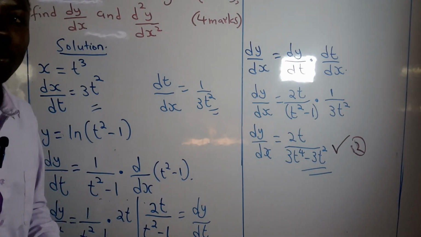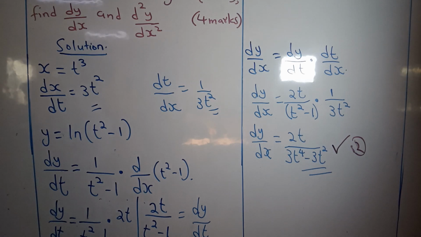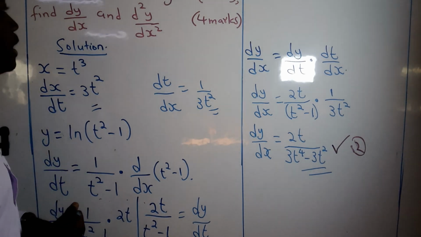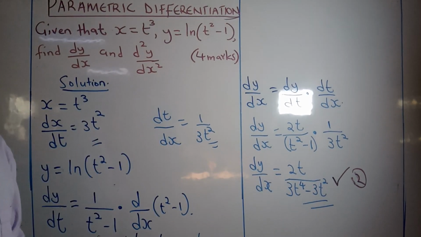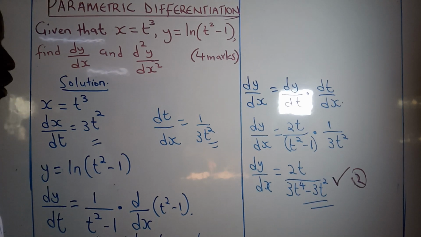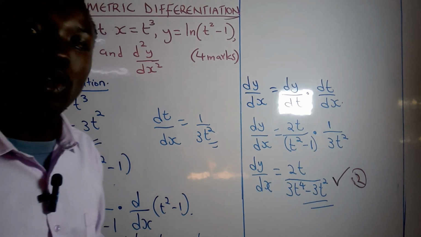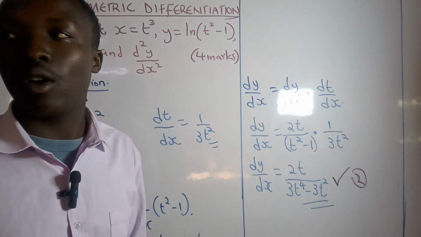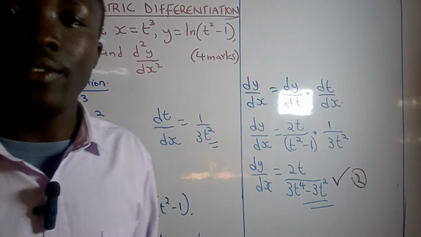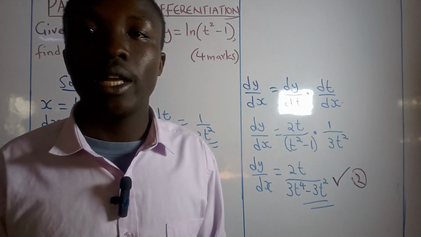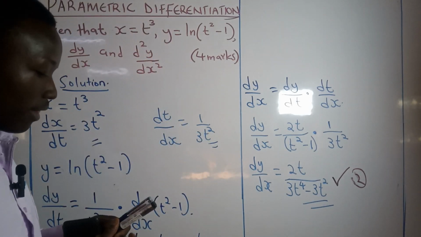So I want us now to proceed in solving the next question. The next question is d squared y over dx squared, or what we call the second derivative. So how do we go about solving the second derivative? The second derivative will be solved by the following method.